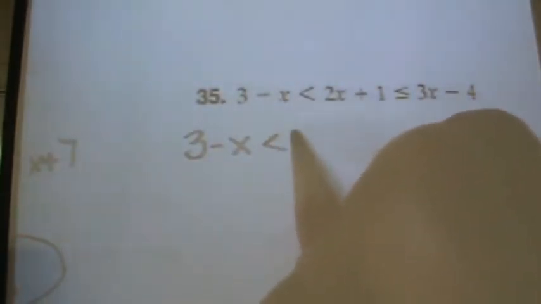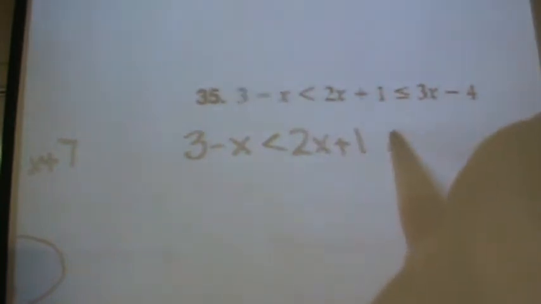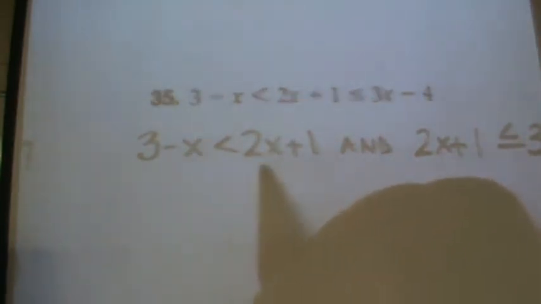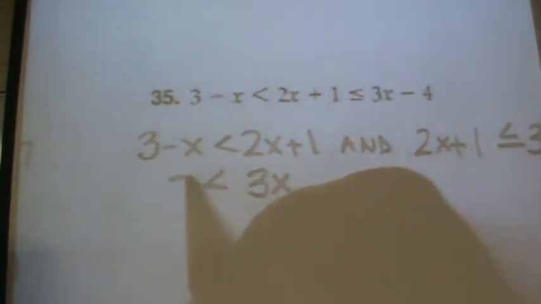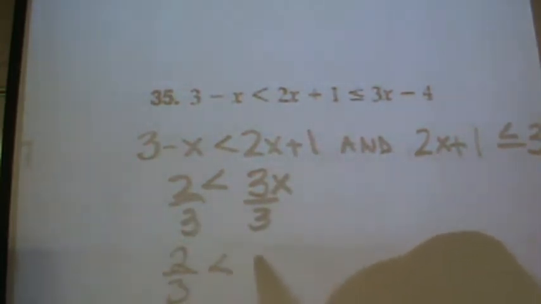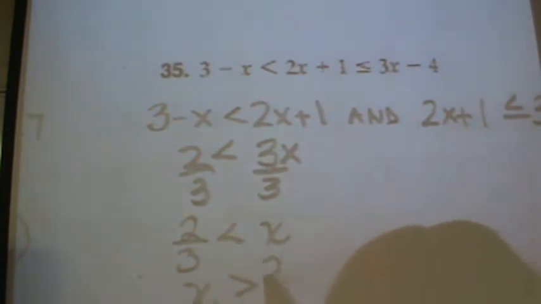And we have 3 minus x less than 2x plus 1. And then this side would be 2x plus 1 less than or equal to 3x minus 4. So I'm going to add an x here and subtract 1. Divide by 3. So 2/3 is less than x, or we could say x is greater than 2/3. We added an x, that's 3x, subtract 1, that's 2, that's correct, right?